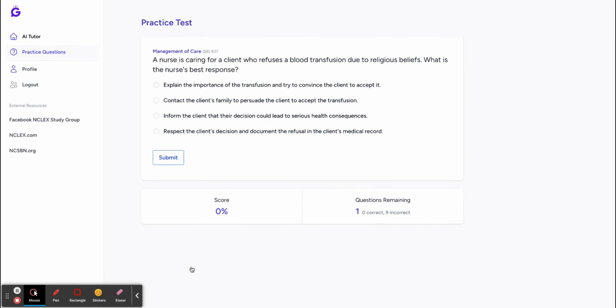And finally, a nurse is caring for a client who refuses a blood transfusion due to religious beliefs. What is the nurse's best response? Is it A. Explain the importance of the transfusion and try to convince the client to accept it? B. Contact the client's family to persuade the client to accept the transfusion? C. Inform the client that their decision could lead to serious health consequences? Or D. Respect the client's decision and document the refusal in the client's medical record?